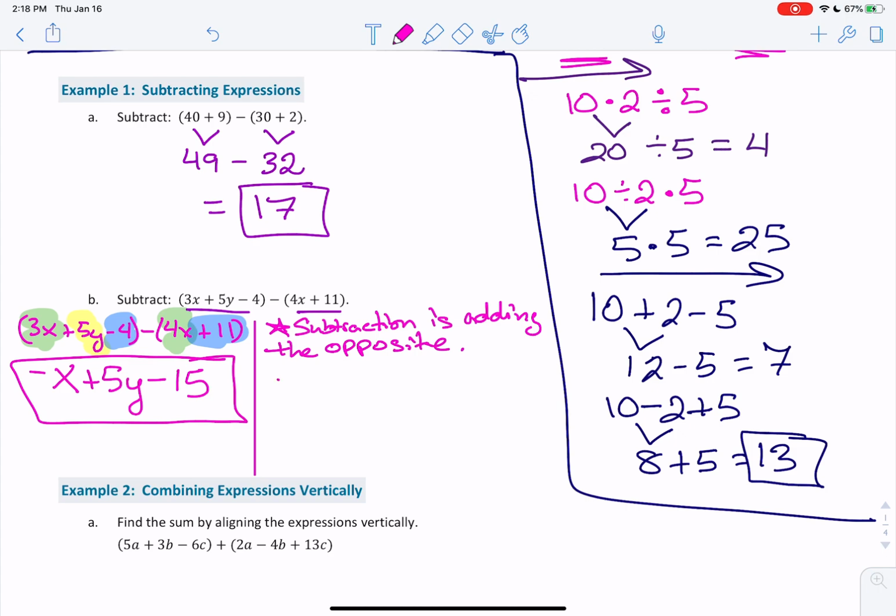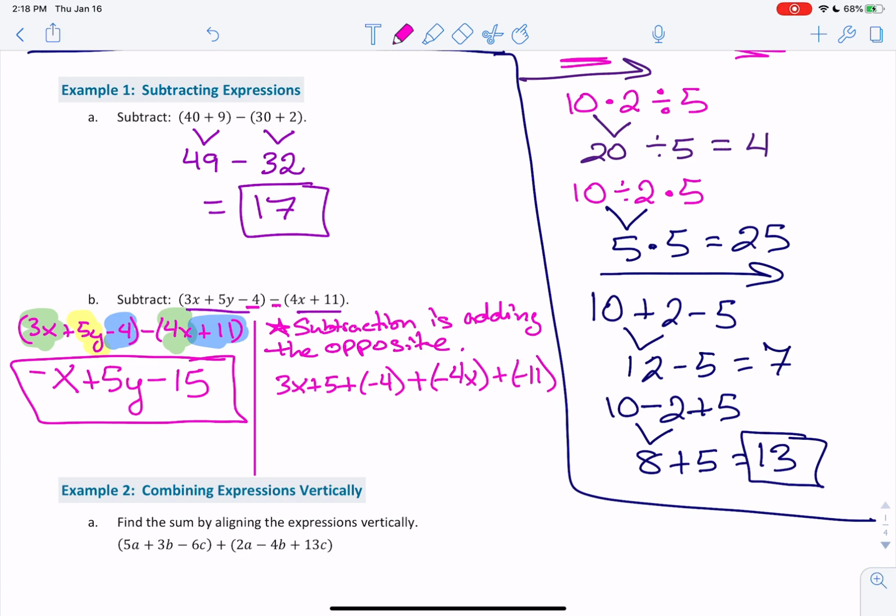So what would that mean? Well, we would have our 3x plus 5y, but instead of writing minus 4, I would write plus, because you're adding the opposite, plus a negative 4, okay, because this is minus a positive 4. And then for the next part, we'd write plus, because here we're going to change that and add the opposite. So we're going to add the opposite of positive 4x, which is negative 4x. And then we're going to add the opposite of positive 11, which is negative 11.